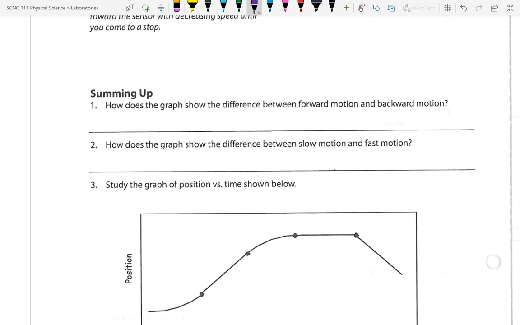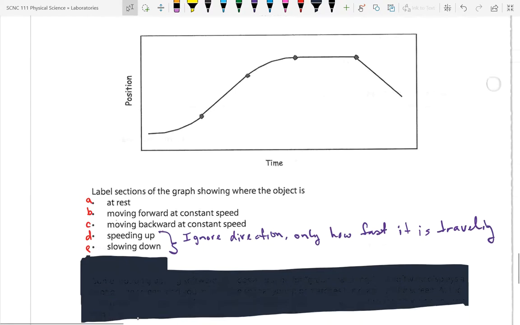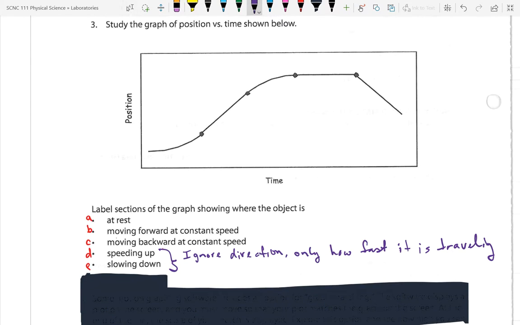you describe what's the difference between forward motion and backward motion looking at a graph. So what you're going to say is, I look at the graph of forward motion, I look at the graph of backward motion. What's the fundamental difference? Then what's the fundamental difference between a graph going slow and going fast? And then finally, you have this graph, and I label these A, B, C, D, E.